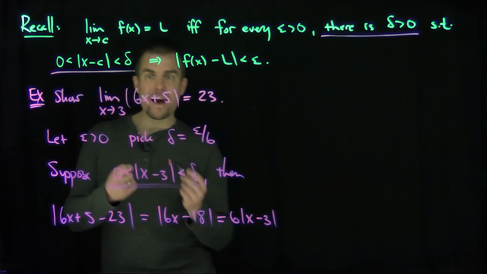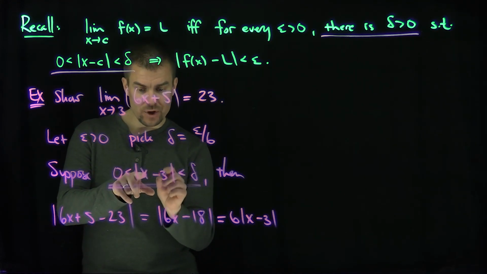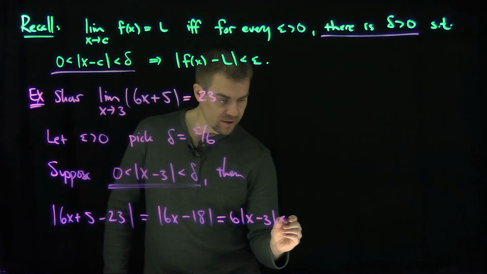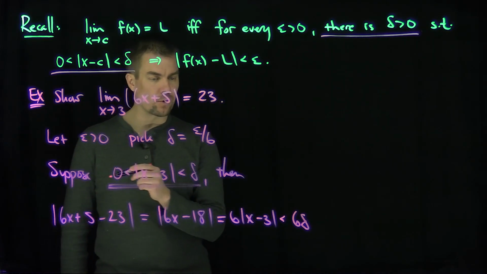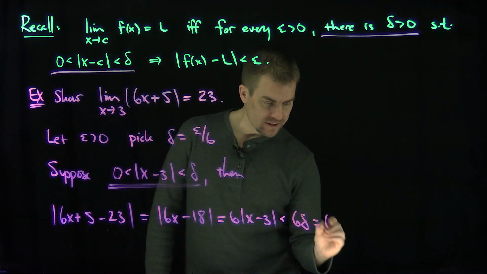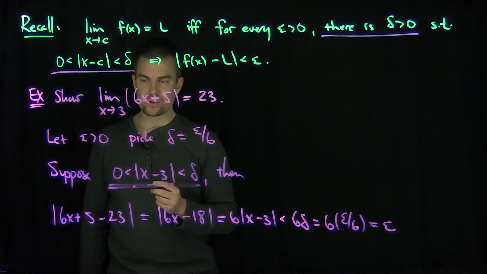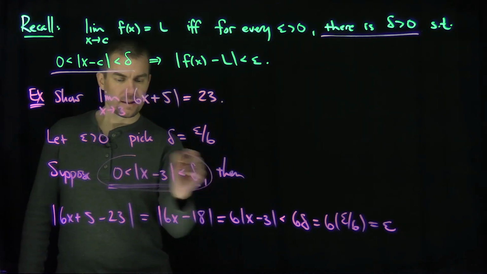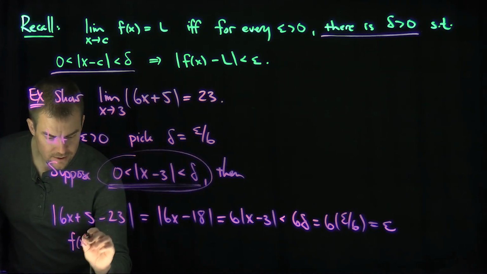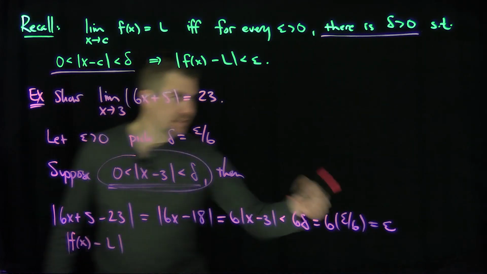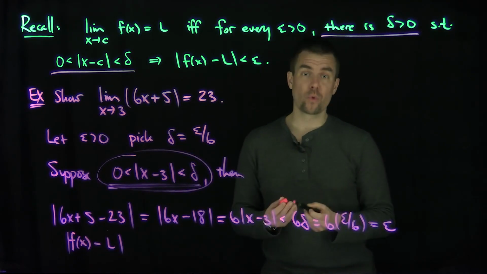And lo and behold, I now have the absolute value of x minus 3, which by assumption is less than delta. So this is less than 6 times delta. But I chose delta to be epsilon over 6, so this is 6 times epsilon over 6, which is just equal to epsilon. So I've shown that if 0 less than the absolute value of x minus 3 less than delta, then my function f of x minus my limit is less than epsilon. So that proves formally that that limit is equal to 23.